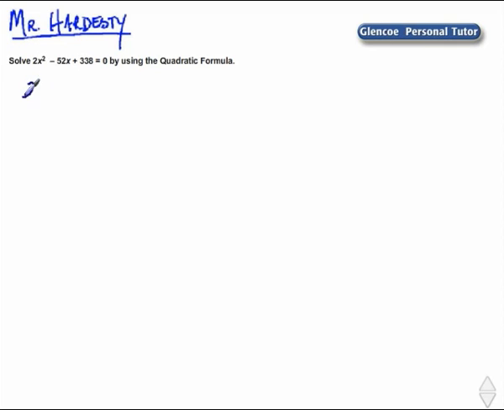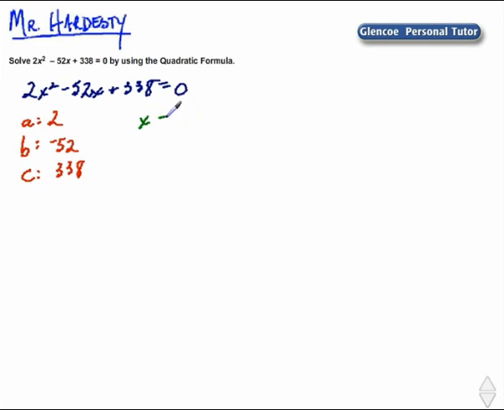In our equation, 2x squared minus 52x plus 338 equals 0, we recognize a quadratic equation in standard form. Our lead coefficient, 2, will represent a. b, our linear coefficient, is negative 52, and our constant, c, is 338. We know that we can input those values into the quadratic formula.